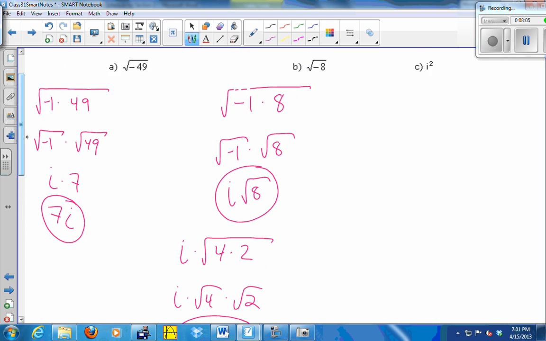Okay, and then this last one, i squared. Well, i is the square root of -1. What happens when you take a square root and square it? They cancel, so this becomes -1.